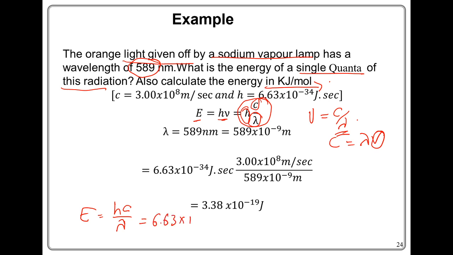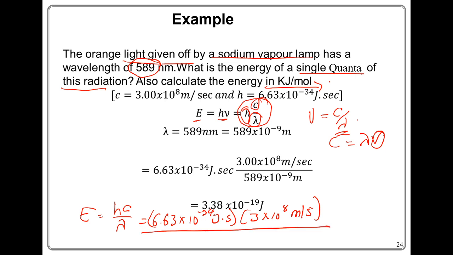6.63 times 10 to the power minus 34 joule seconds times 3 times 10 to the power 8 meters per second, divided by 5.89 times 10 to the power minus 7 meters. So the meter and the meter will cancel, and the per second and second will cancel. So your answer will be in joules.